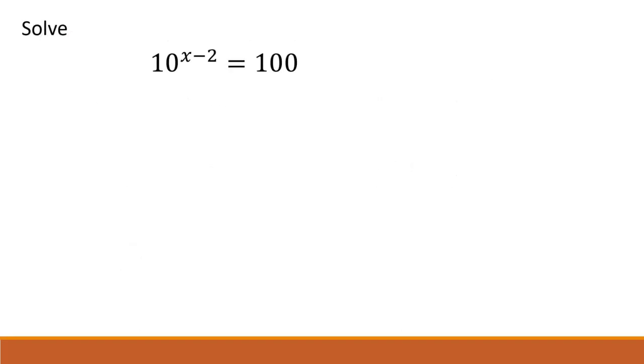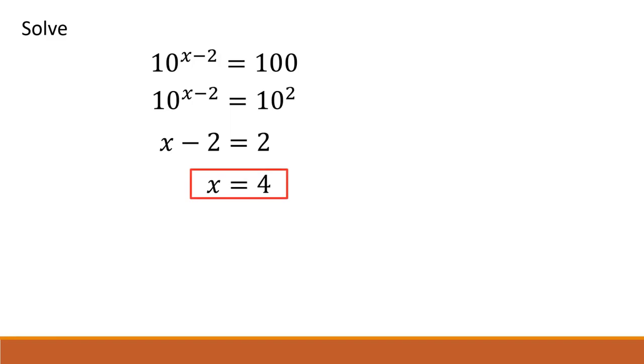The first equation has an exponential expression on the left side with a base of 10. The important thing to notice here is that the 100 on the right side isn't an exponential expression, but we can rewrite it as an exponential expression that also has a base of 10. Since these two exponential expressions have the same base and they're equal to each other, we know that the exponents have to also be equal to each other. And that allows us to solve the equation x minus 2 equals 2, so x equals 4.